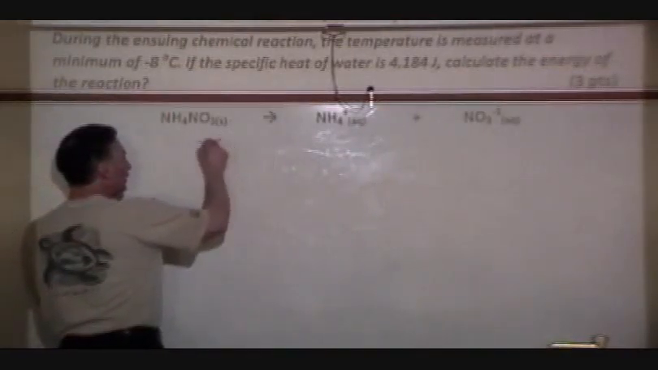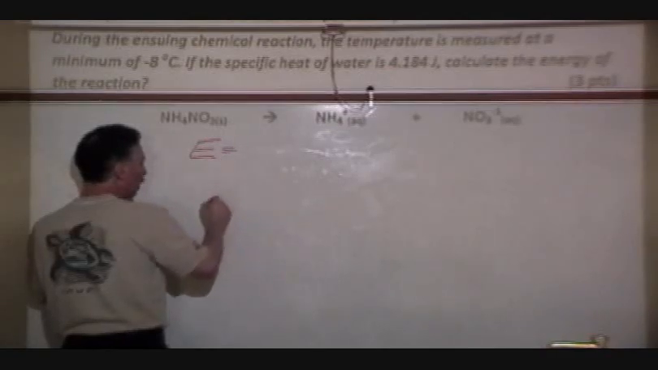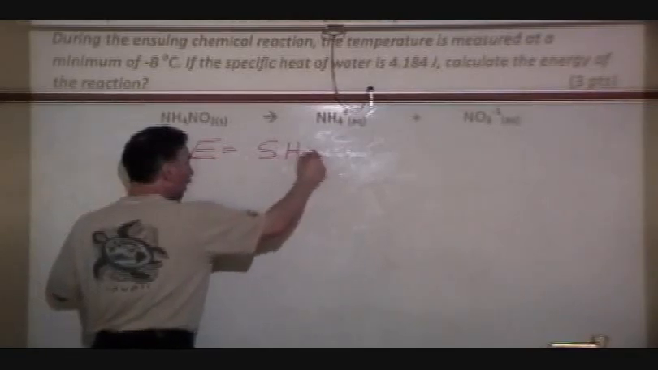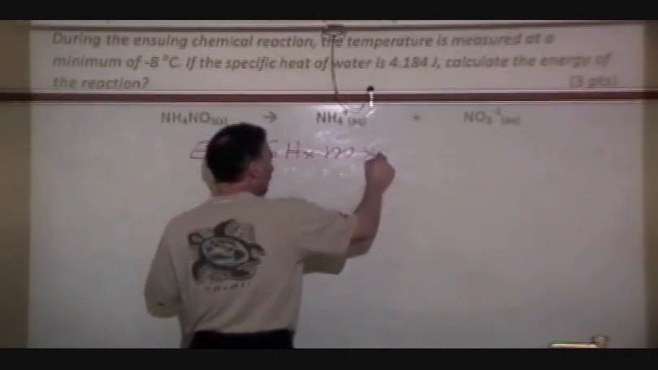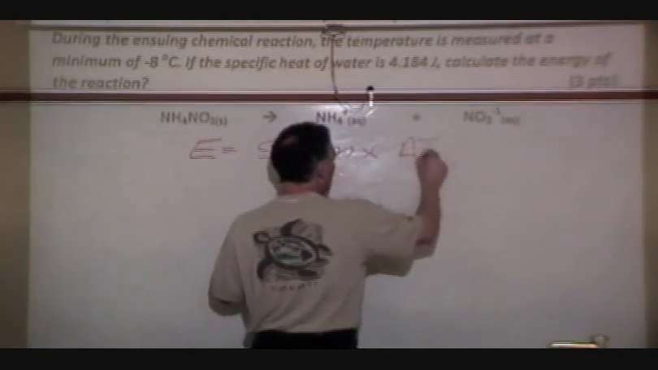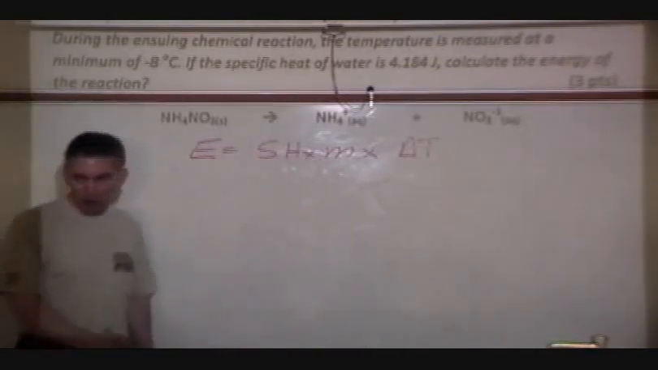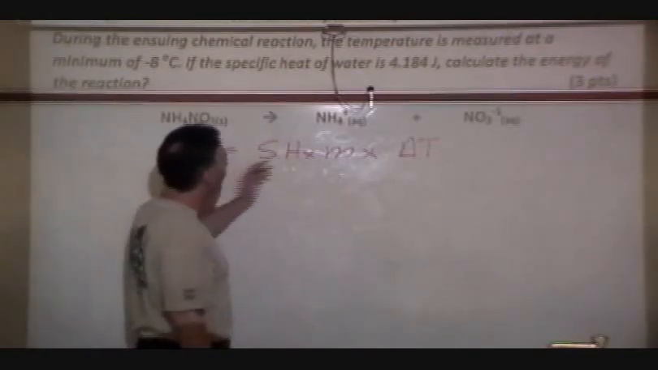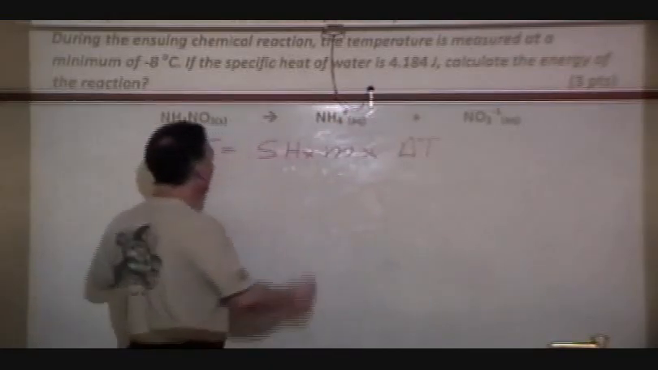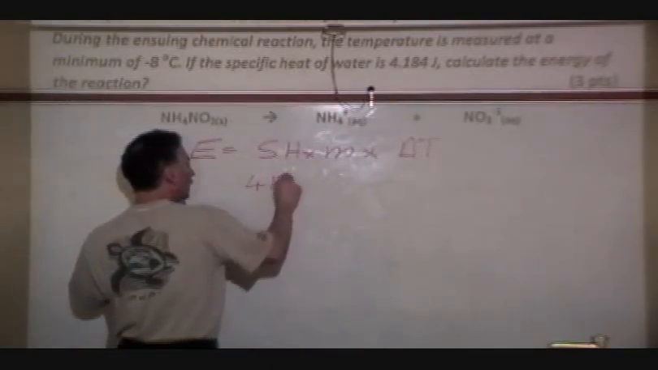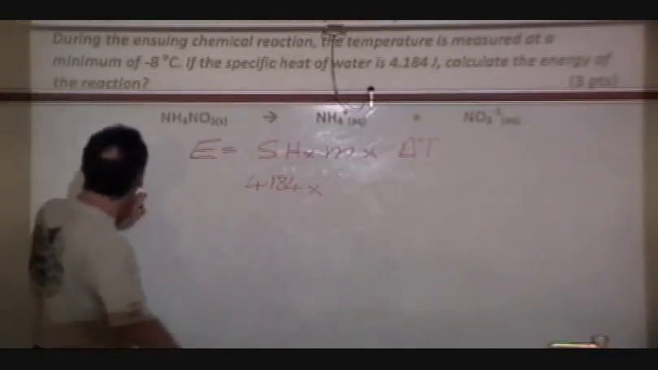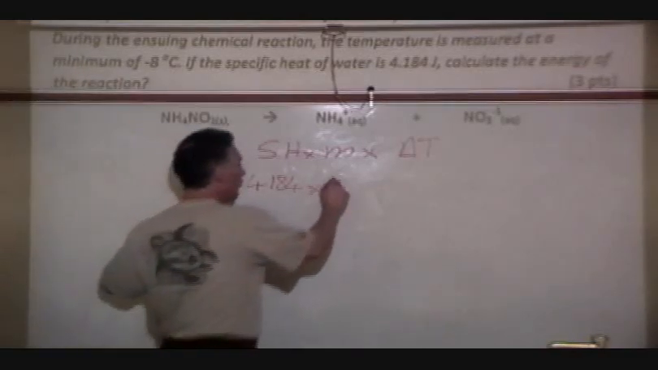So the next question, of course, is the right equation, which is to say that the energy of the system is equal to the specific heat multiplied by the mass multiplied by the change in temperature. That would have got people 1 out of 3 marks straight away. The specific heat, we're told, for water, is 4.184 joules. The mass in question was for the water, which was 320 grams.